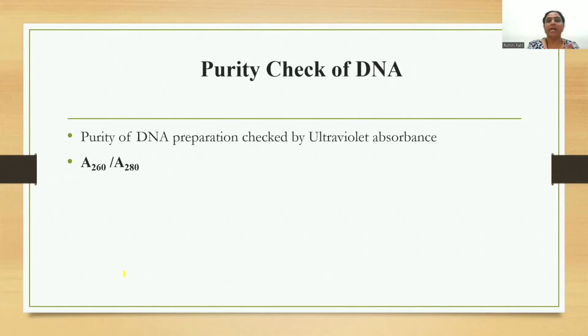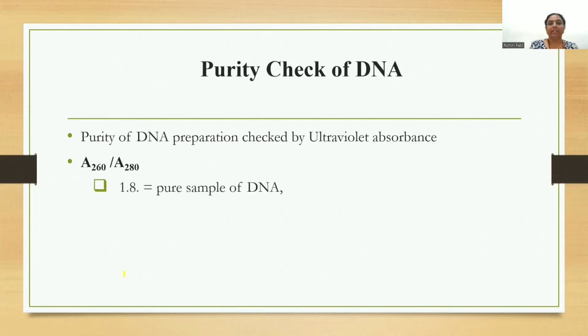Now we know that at 260 nanometer, the nucleic acid is going to give you the absorbance. And in the UV range of 280 nanometer, the proteins are going to give you the absorbance. The aromatic amino acids are responsible for giving the absorbance at 280 nanometer. So by taking the ratio of absorbance at 260 nanometer by the absorbance at 280 nanometer, we can find out the purity of the DNA.